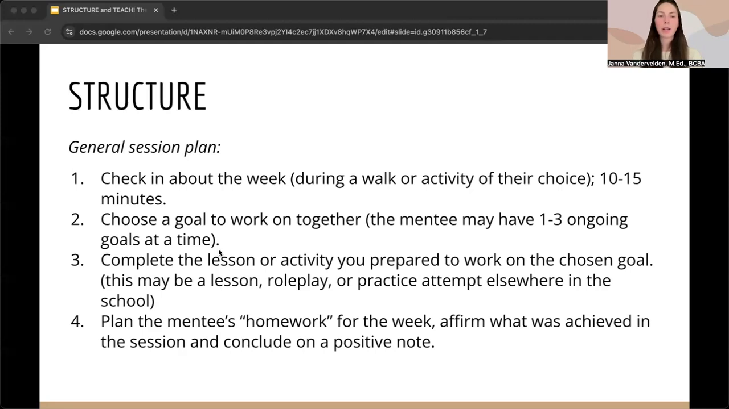Third, complete the lesson or activity you prepared to work on the chosen goal. Depending on the skill, this may be a lesson, a role play, or a practice attempt elsewhere in the school. Last, plan the mentee's homework for the week, affirm what was achieved in the session, and conclude on a positive note.